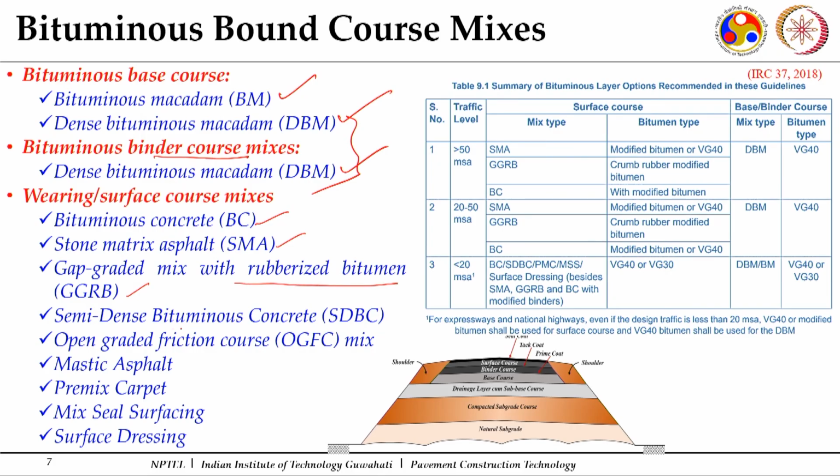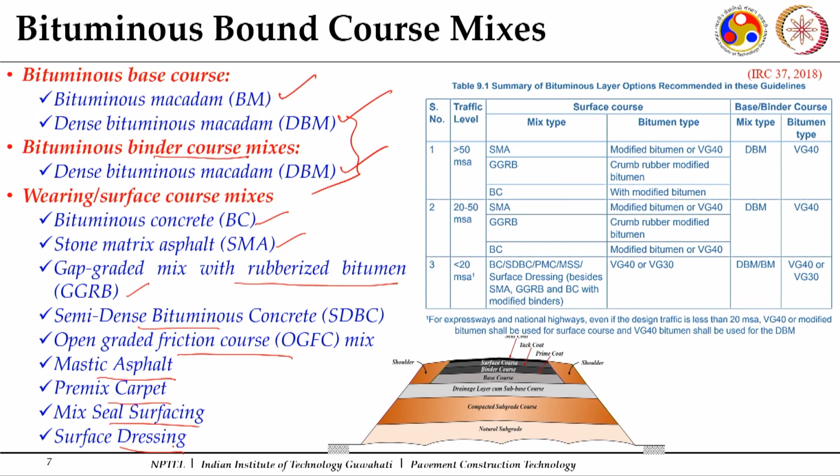Then we have semi-dense bituminous concrete. Then we have open graded friction course mix. Mastic asphalt is there, premix carpet is there, mix seal surfacing are there, surface.